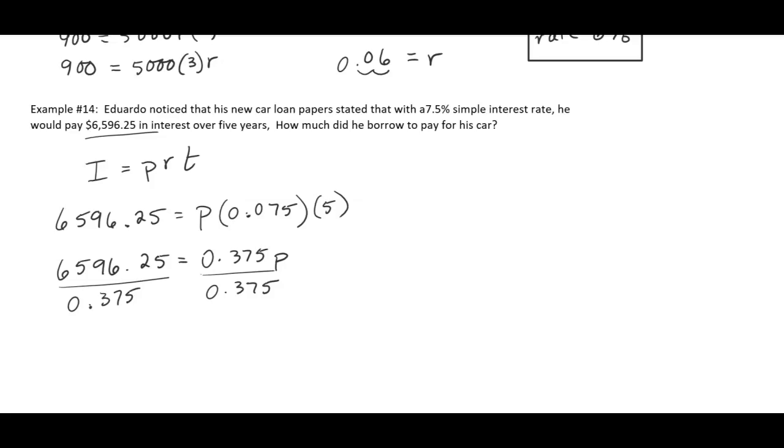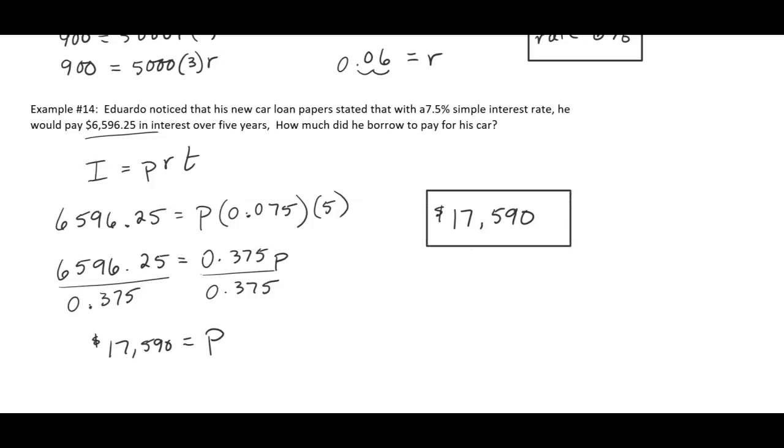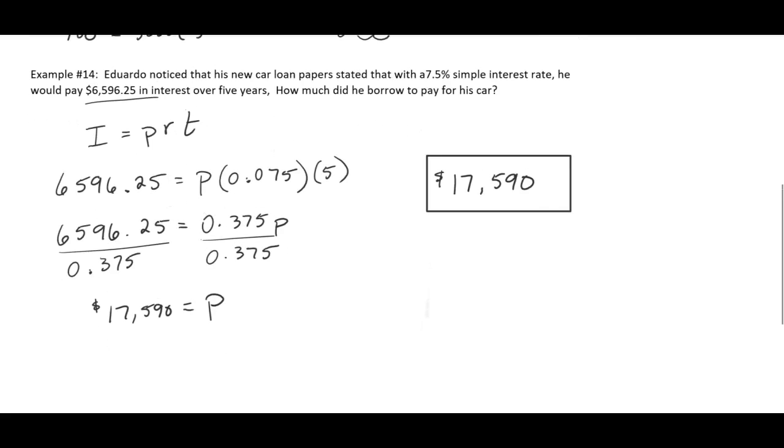6,596.25 divided by 0.375. Let's see if we get a reasonable answer. I'm getting the original cost of the car to be $17,590. That seems maybe reasonable for a car. I don't know what kind of car he bought. So how much did he borrow to pay for his car? $17,590. He probably had a down payment, so the car probably cost more, but that's how much he borrowed. That's what the question was asking. I think that's it for simple interest.